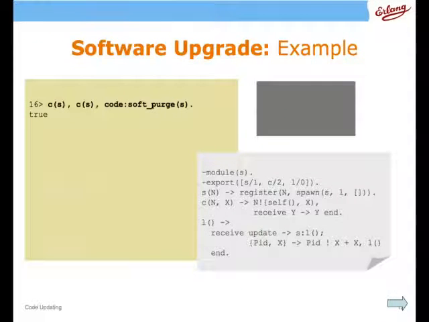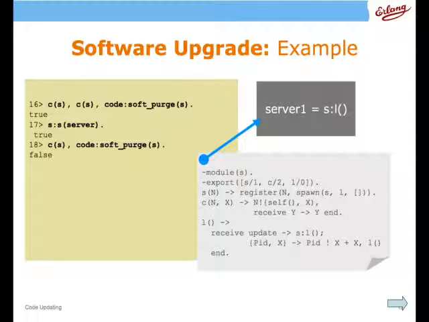So let's look at an example of this in practice. You can see here that we're compiling the module S twice. If we perform a soft purge, we get the result true. There is an old version there, but nothing is using it. Now let's run an instance of the server. Let's call it server 1. If we compile it again and perform a soft purge now, the result is false. We can't purge that code because the server is already running that code.